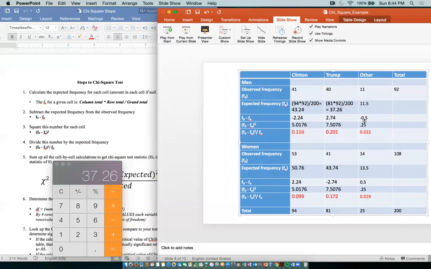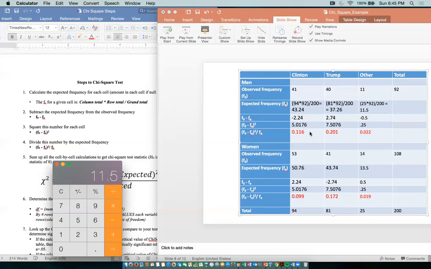And let's do the other category, and then you can take my word for some of the other stuff. So we have our column total here of 25, multiplied by our row total of 92, divided by our grand total of 200. 25 times 92 divided by 200, there we are, 11.5.